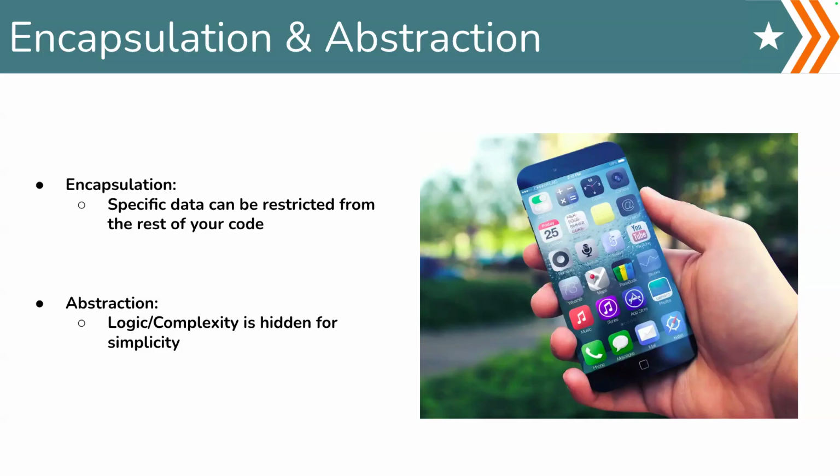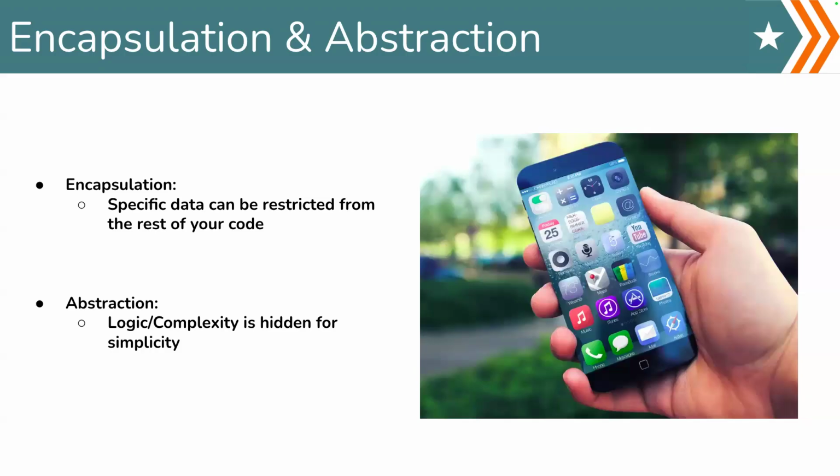Now, abstraction, the logic and complexity is hidden for simplicity. If every single time a user had to make a phone call, they had to actually look at the code, operate everything that's working under the hood within the phone to be able to connect to a phone line and send their actual phone call, it would make the phone almost unusable, right? Or it would defeat the entire purpose of even having a cellular device. So instead, we hide all that logic and complexity, and we just give the user a nice user interface. All they have to do is click a couple of buttons, and the phone runs everything under the hood without the user actually seeing it happen. So that's abstraction.